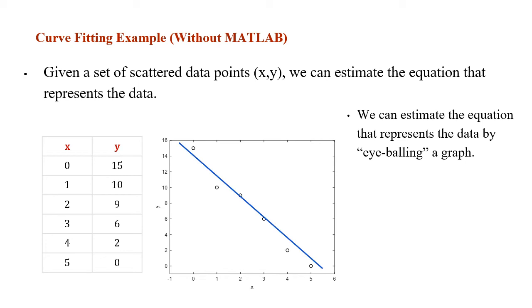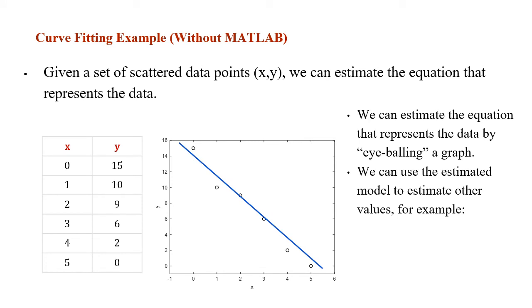With the help of the estimated model here, we can find out the estimated value for other points that are not known in the set. For example, we can figure out the value of y for x equal to 0.5. We can do that by drawing a vertical line at x equal to 0.5 and finding the intersection point between the line that we drew and the graph. So for that, we can estimate that y at x equal to 0.5 is approximately 12.8.